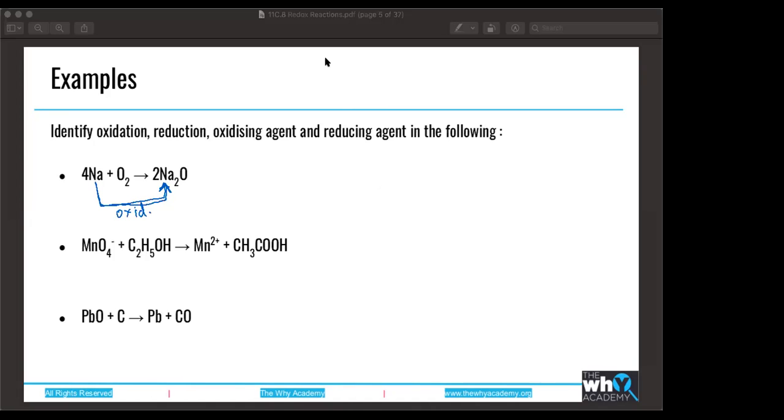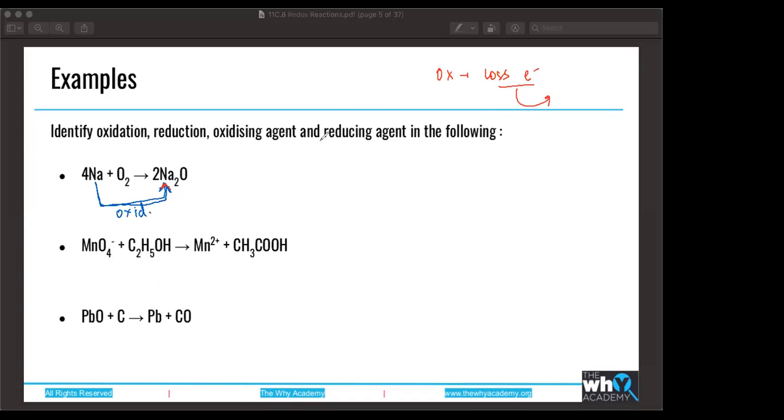So what I was saying is, Myers has identified that sodium is getting oxidized. So this is an oxidation process. Oxidation is loss of electrons, right? Which means that these electrons can't just disappear somewhere. These electrons have to go somewhere else, which means that another element is gaining electrons. Reduction is also taking place.